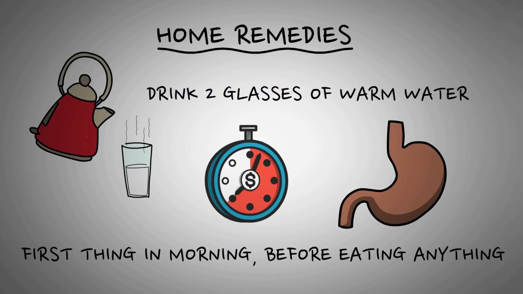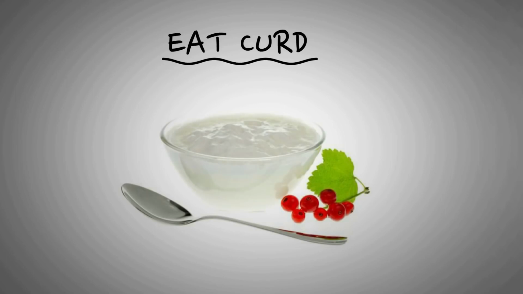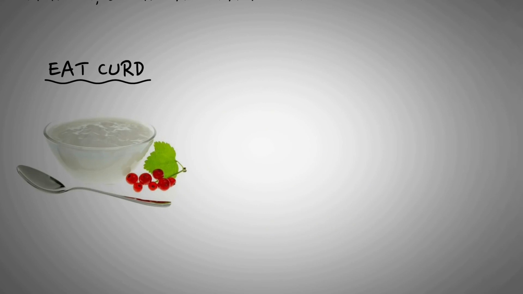The second tip is eating lots of curd. Curd is a wonder food for people suffering from acid reflux disease. Curd is a dairy product obtained from milk, and milk has a high amount of calcium that prevents buildup of acid by eliminating the excess amount, making it an efficient home remedy for acid reflux.